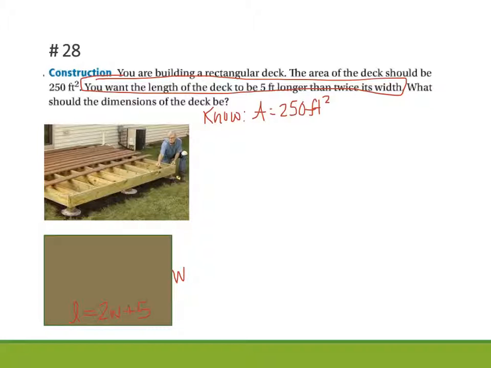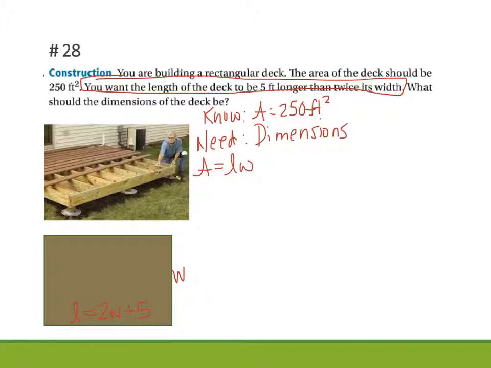Now we're asked, what should the dimensions be? So again, what we need to find out are the dimensions. So this is very similar to the problem that we just worked. So what is our plan? Our plan is to use the area formula. So area of a rectangle is equal to length times width.